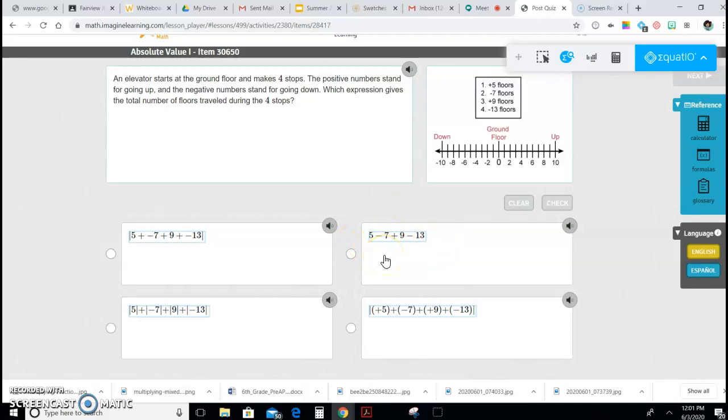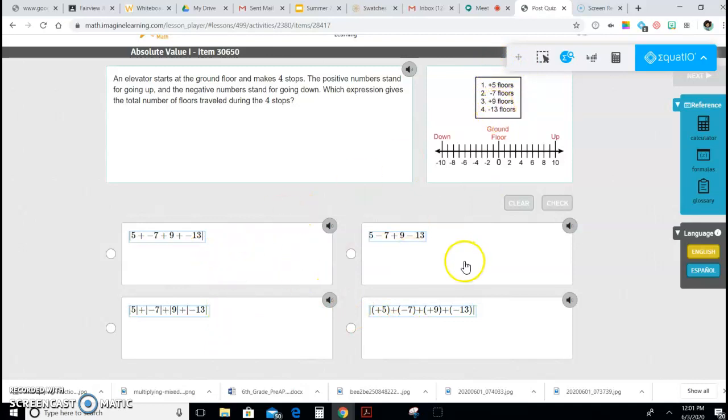So I want to look at an answer that will do that. If I was to do this particular one, keep in mind that if I add it, really what's going to happen is it's telling me where I land. And I don't want to know where I land. I want to know the total distance of everything. So that means I want to add all of these numbers up and I want to ignore the signs. So I have to look for the expression that shows me the absolute value of each of these.